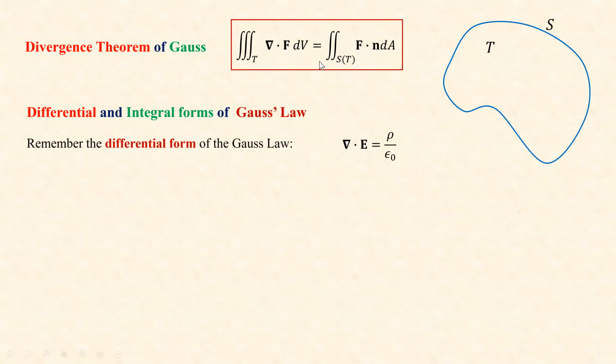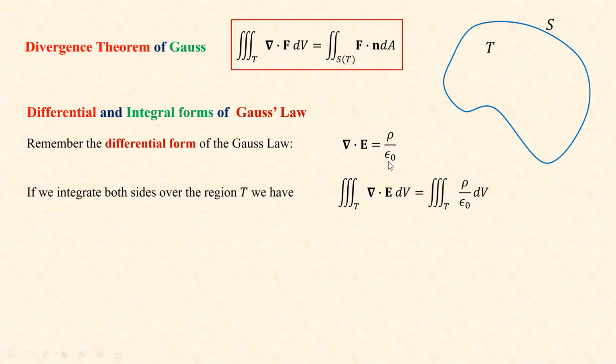Now we can work on this and use the divergence theorem, see what we get. If we integrate both sides over the region T, for any region T, we have the triple integral of divergence of E dV equal to the triple integral of rho over epsilon naught dV, right? Simple. But you see, this side is a triple integral of divergence of a vector field, which we can write as a double integral over the surface of E dot N dA.